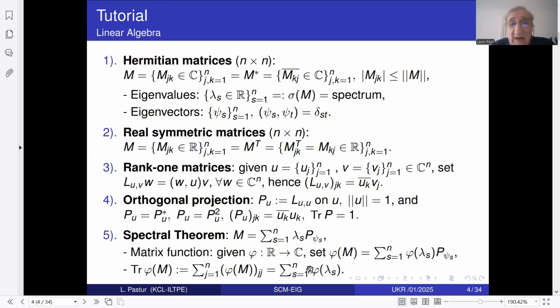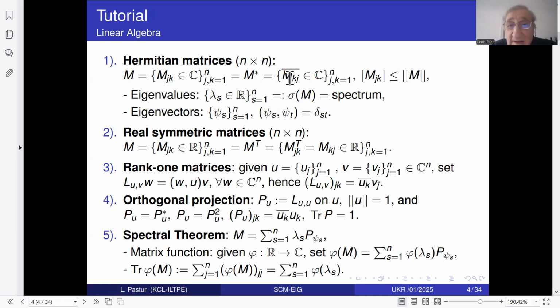Well, let me start. I believe that most of what is written on that slide you know already, but I repeat it to establish notation. We will deal with n by n Hermitian or real symmetric random matrices. Here is how I will write the entries. This is either the Hermitian transpose, or if the matrix is real symmetric, the transpose.